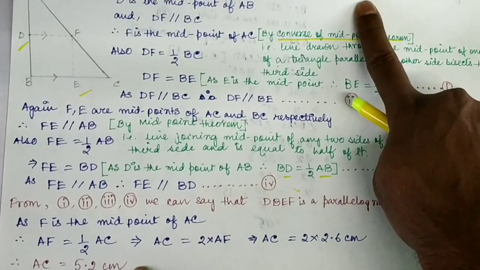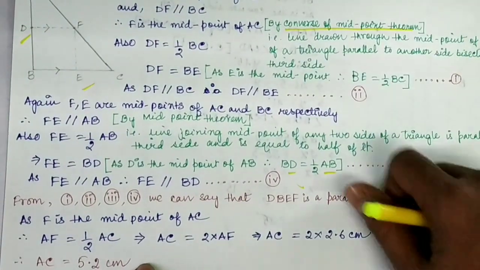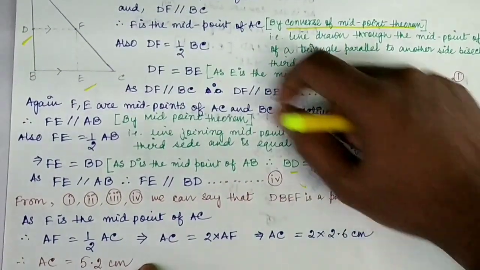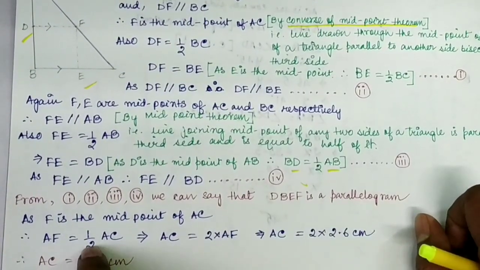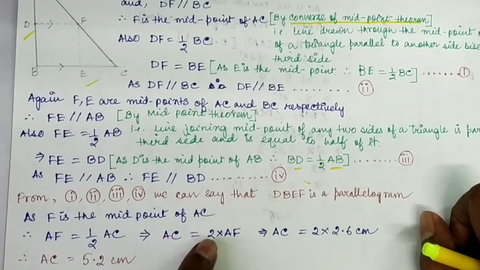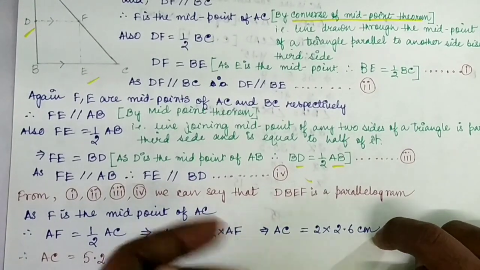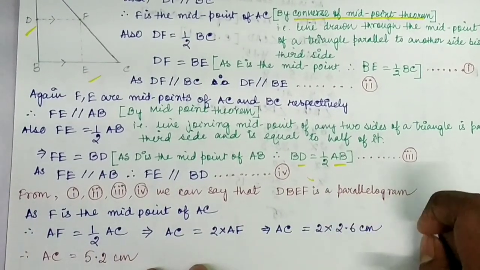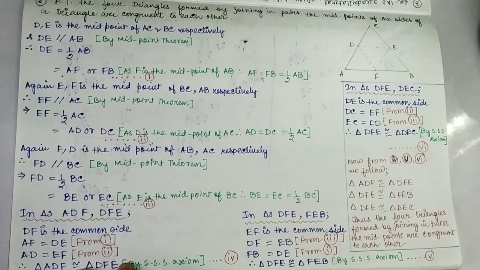Now see, here they have told us to find AC if AF equals 2.6. Previously I have discussed that F was the midpoint. So AF was equal to half of AC. I have written it over here. Now this 2 will go to the numerator and it will become 2 into AF. So AC equals 2 into AF. Now the value of AF is 2.6 centimeter. So AC will be 2 into 2.6, that is 5.2 centimeter.